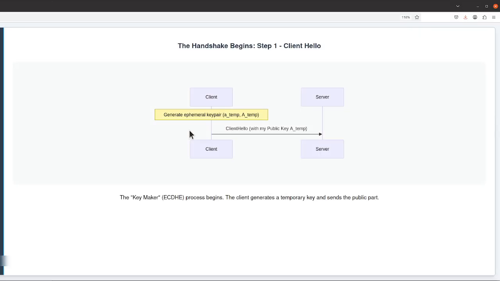The handshake begins. Step 1. Client hello. Let's begin our step-by-step walkthrough of the handshake. The process starts when your browser, the client, decides to connect to a server. For the ECDHE part of the handshake, the very first thing the client does is generate a new, temporary, ephemeral ECC key pair. It then sends the public part of this key, called a key share, to the server in its first message, the client hello. The client is proactively starting the key exchange process.